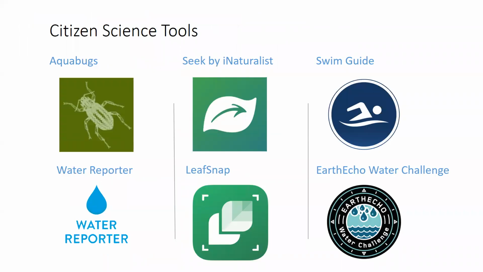So to really help with any of the types of evaluations we looked at, there are a number of citizen science tools available to assist with stream health evaluation. Some of the more popular phone apps are listed here. They can assist with everything from how to identify macroinvertebrates and plants to looking at and reporting water data in your area. They're also a great way to get kids involved in the outdoors.